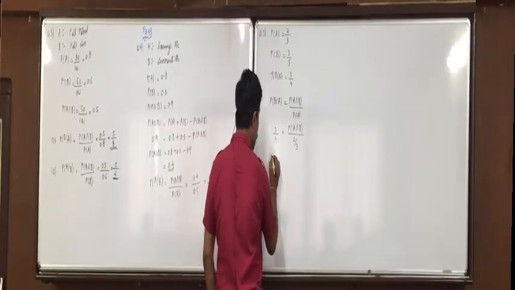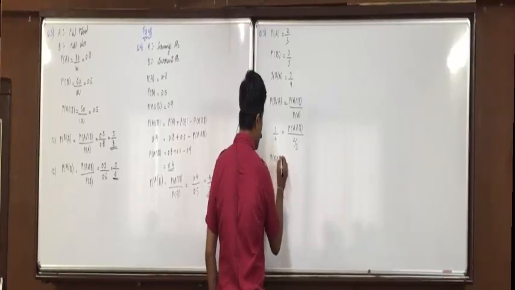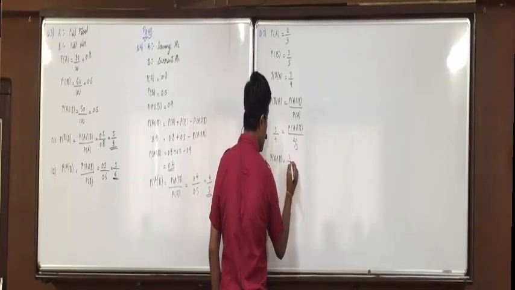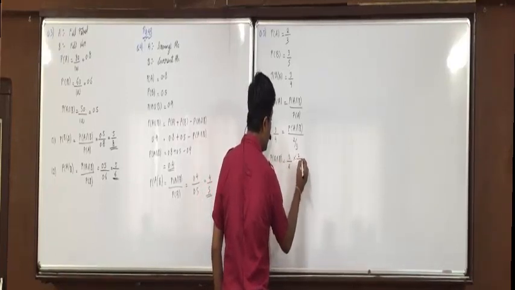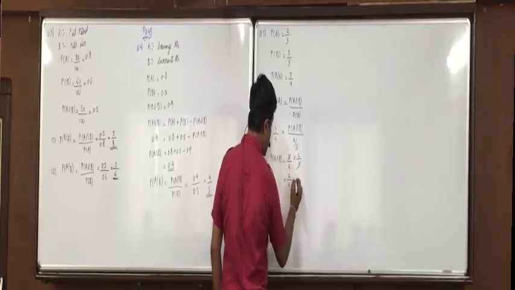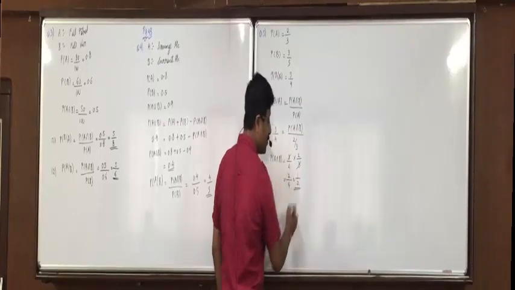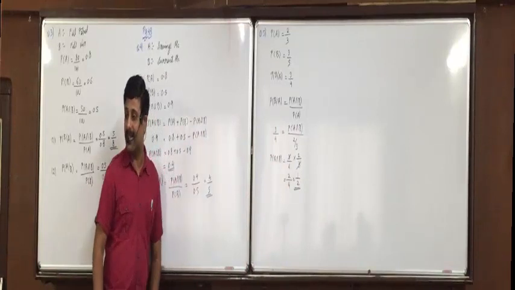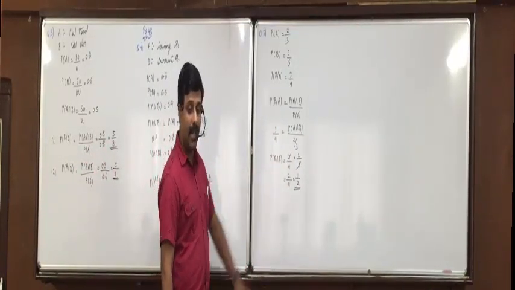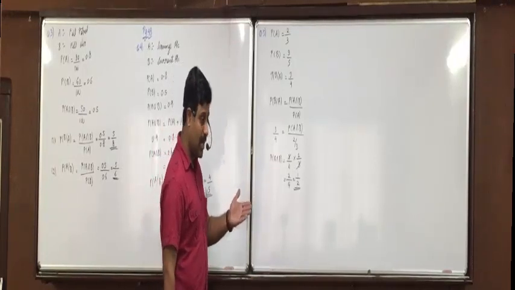Now, PA intersection B. On the other side, it will get multiplied. So, 3 by 4 into 2 by 3. 3 gets cancelled, so 2 by 4, that is 1 by 2. Understood this, everyone? Now, once the intersection B is obtained, then we can find what is asked, A slash B.